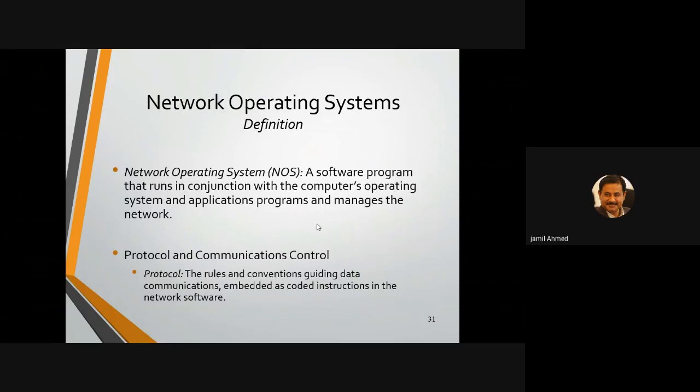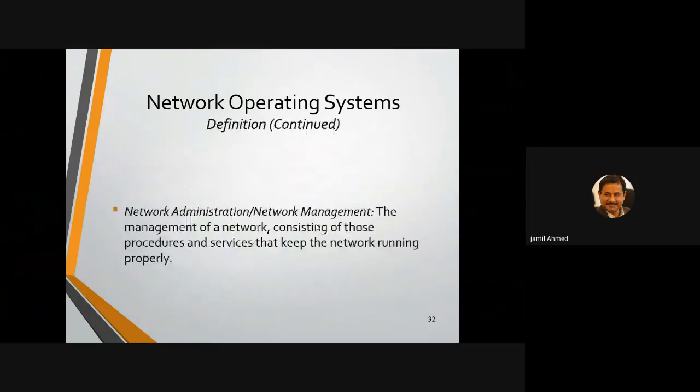handle all the protocols. So protocols are the rules and regulations conveyed, guided to the communication, embedded coded instruction in the network software. So accordingly, they have to work, and you have been provided in the Zabbix, your roll numbers, and you can access the computers as well in the labs. So this is one of the examples of the network operating system.